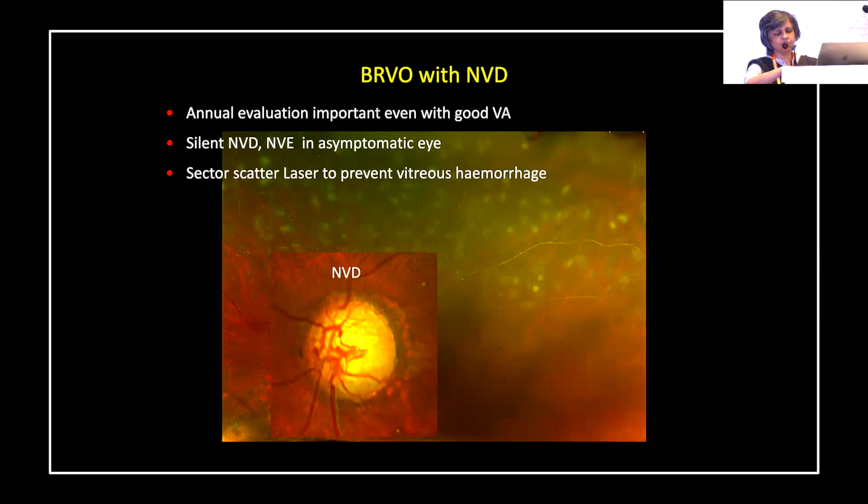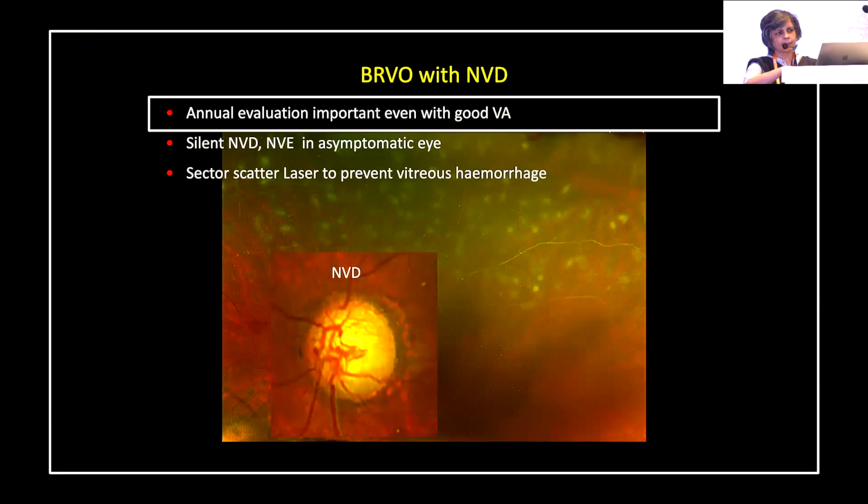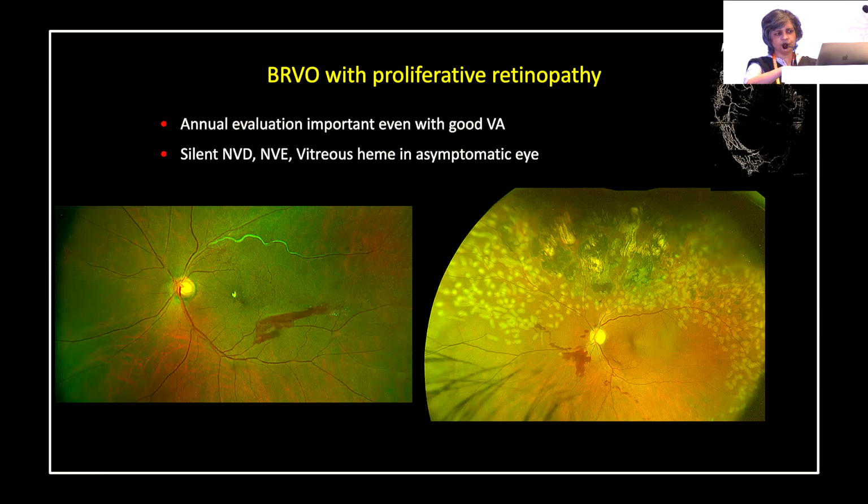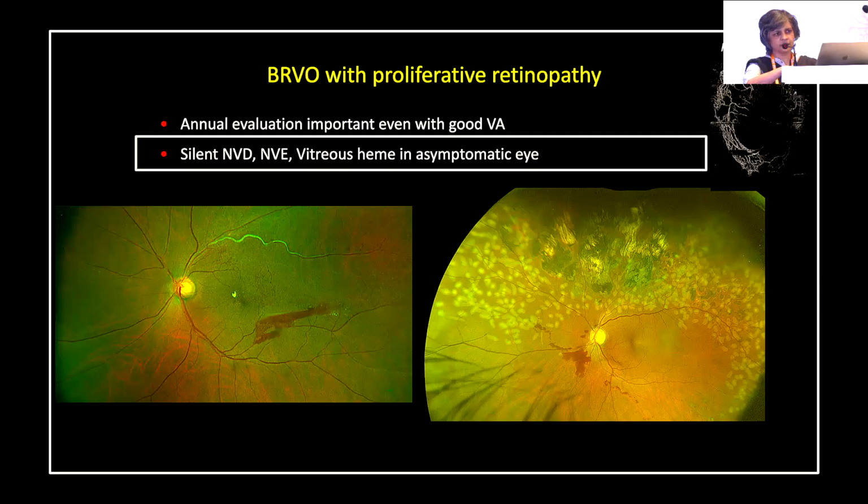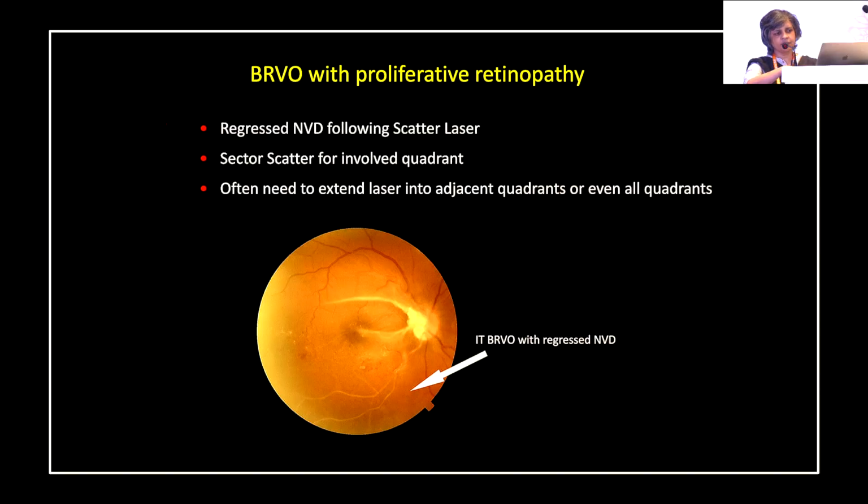And with timely treatment, for example, NVD seen in this patient, we can do a scatter laser in time and prevent blindness. So annual evaluation has to be emphasized, lifetime annual evaluation. These are patients who did not have any symptoms, but they came for their annual checkups. And you can see the vitreous hemorrhages, NVD, NVE, and timely scatter laser was done. And this is how it regresses. The NVD has regressed.